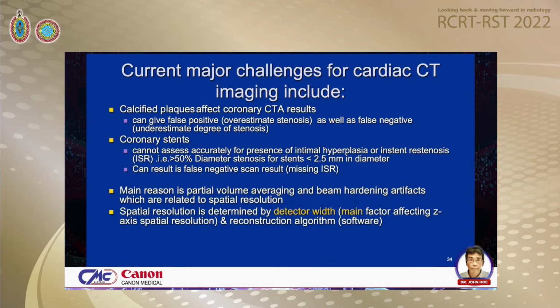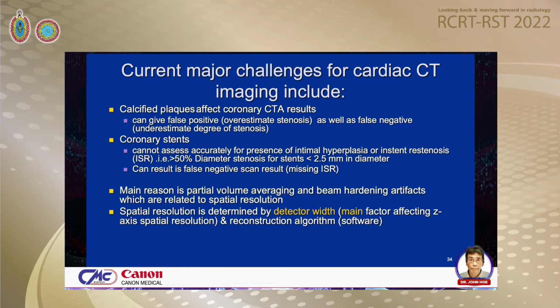Next, I'm going to talk about current major challenges for cardiac CT imaging. We all know calcified plaques affect coronary CT results. You can get a false positive, that means overestimate stenosis, as well as a false negative result, which is underestimating the degree of stenosis when there are calcified plaques present.